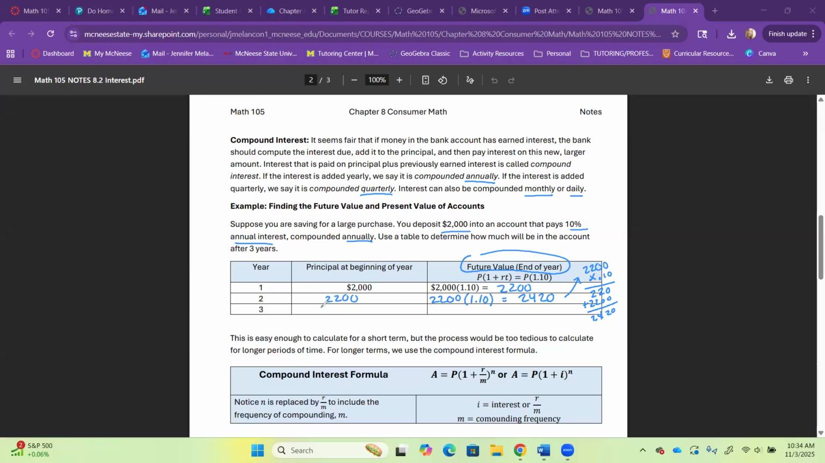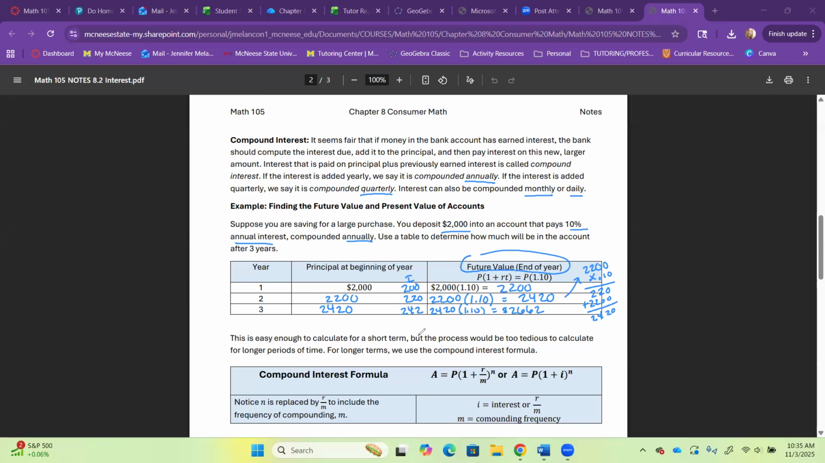And now we're going to drop that down into our third year at the beginning. That's what we have, our principal balance, our principal amount. And 2420 times 1.10 gives us 2662. So you can see that the amount grows each year. So this first year, I got $200 in interest. The second year, 220. And then in the third year, it went up more to 242.